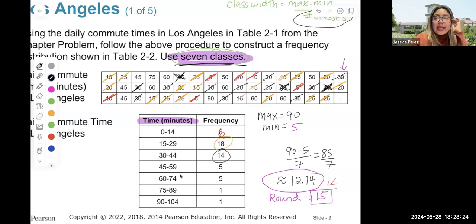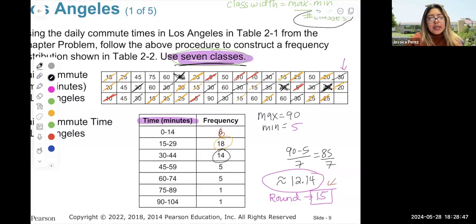So do you guys get the idea? 45 to 59, then you count them. There's 5 of those. 60 to 74, there's 5 of those. And then when I add the frequency, it's going to give me the total values that I have. So in this case, I have 6 plus 18 plus 14 plus 5 plus 5 plus 1 plus 1. That's all the data values that I have in there.